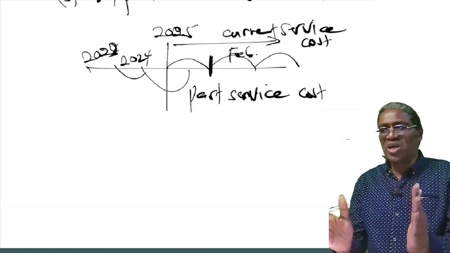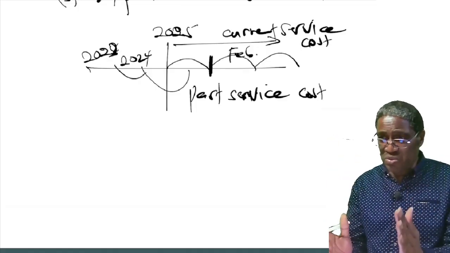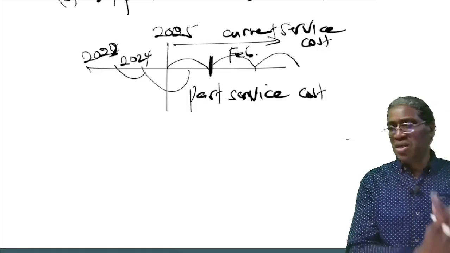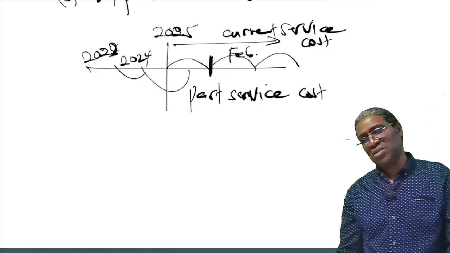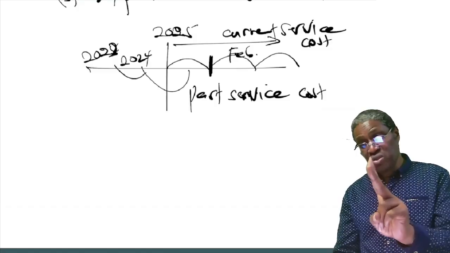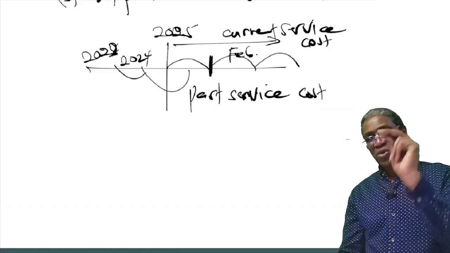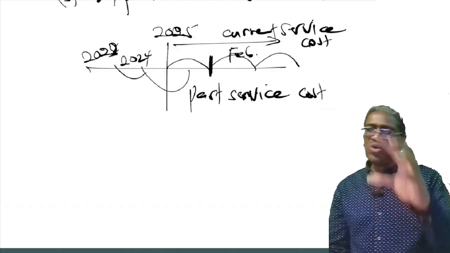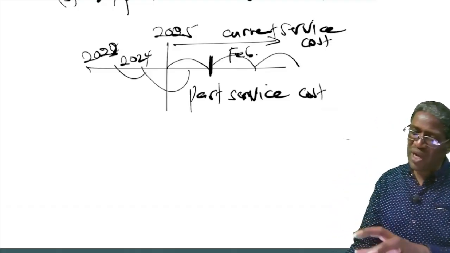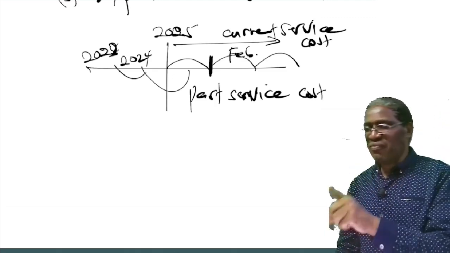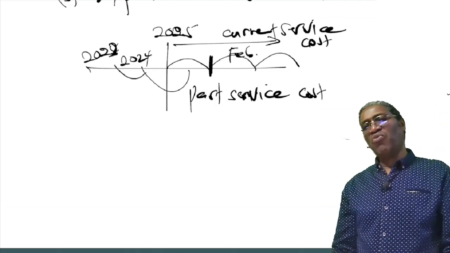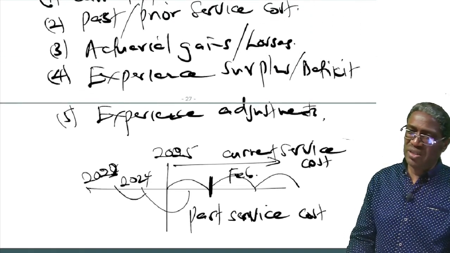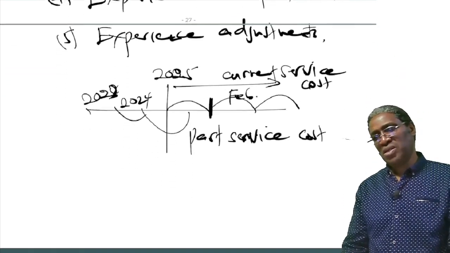So in essence, we can just say this: it's a contributions made for services rendered before the scheme was initiated. In most cases, that is the case. So I'm through with number 2. Contributions made, services rendered before the scheme was initiated. You will account for them in the books of 2025 as a past service cost. Good. We move on. Number 3, actual gain and losses. That's important.